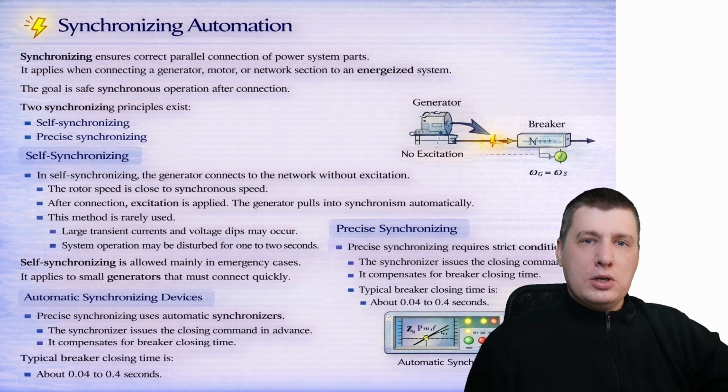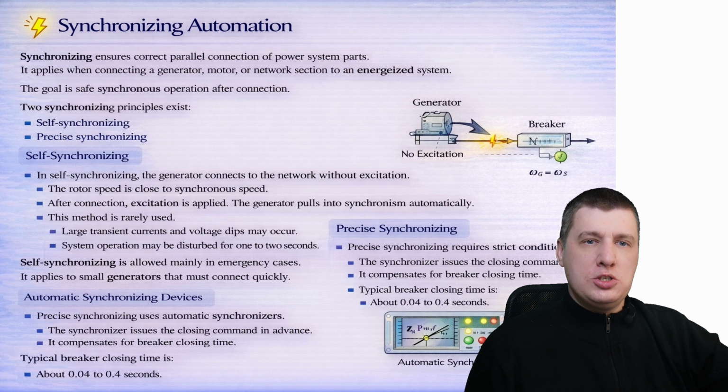Synchronizing ensures correct parallel connection of the power system parts. It applies when connecting a generator, motor, or network section to an energized system. The goal is safe synchronous operation after connection. Two synchronization principles exist: self-synchronization and precise synchronization.